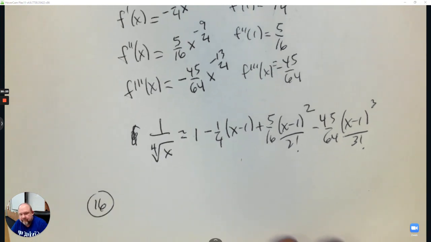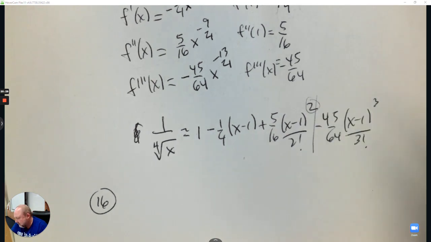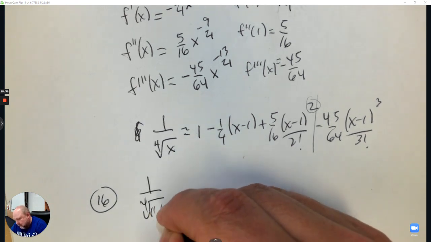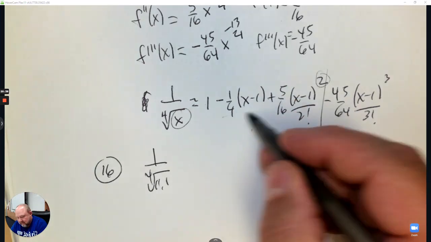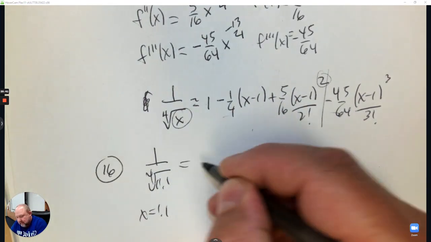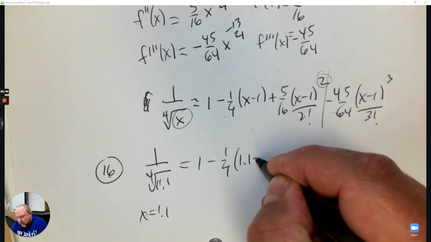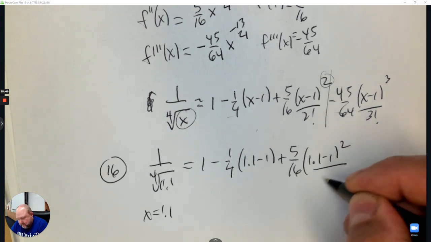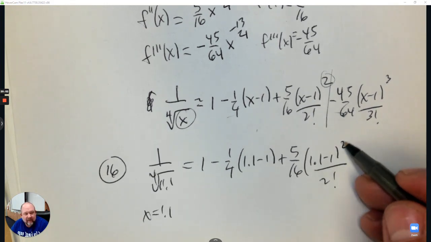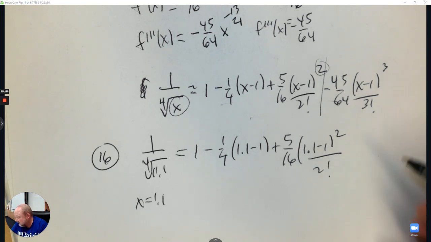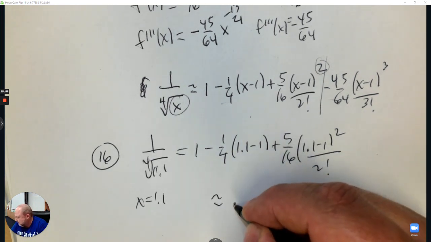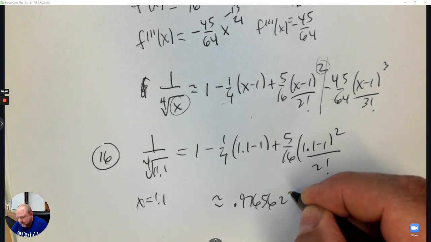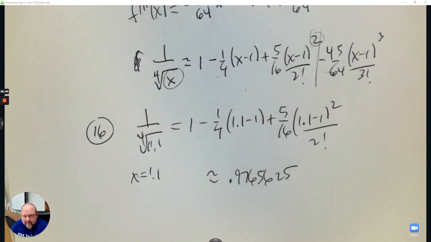16 says, use the second degree Taylor polynomial, so that's right here, second, x1 and 2, to approximate 1 over the 4th root of 1.1. So what that's saying is x, in this case, is going to equal 1.1. So wherever there's an x, you plug in 1.1. And again, it's a second degree, so I end there. And then you'd plug that into your calculator. I'll save you the pain. And then that answer is what you would get.